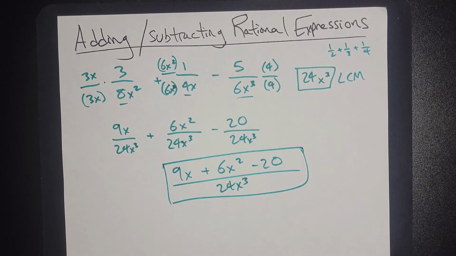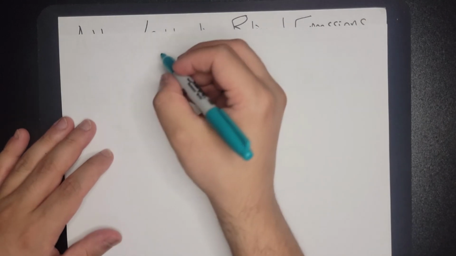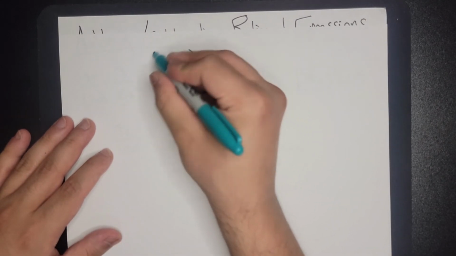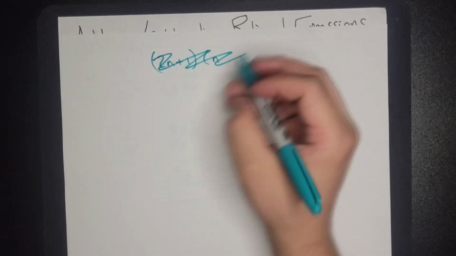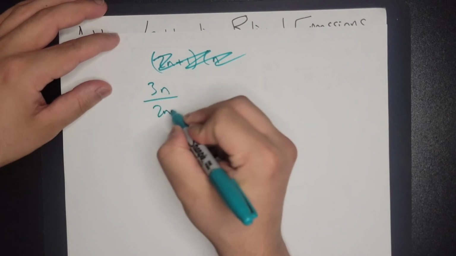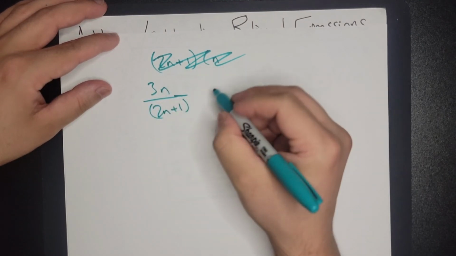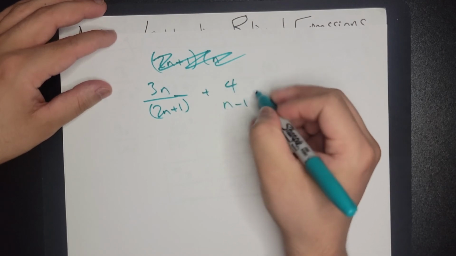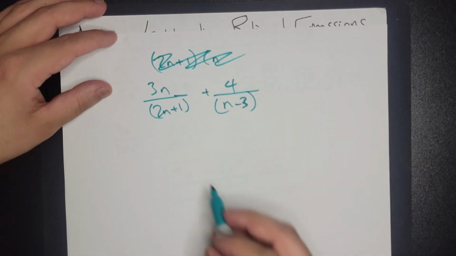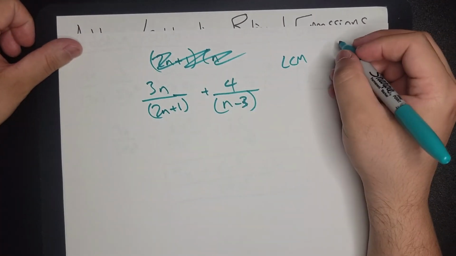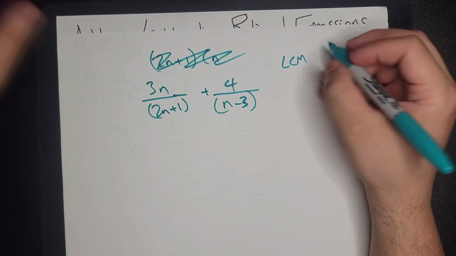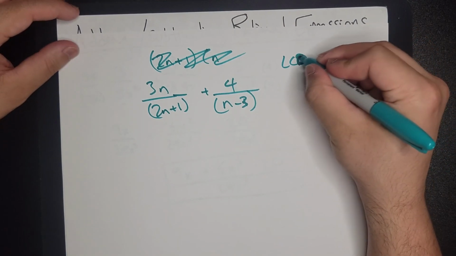Let's do another one, something a little more challenging. Let's do 2n plus 1 times, no, sorry. Let's do minus 3. So let's say I have this problem now. Our lowest common multiplier, or common factor, or denominator, sorry. Our lowest common denominator.